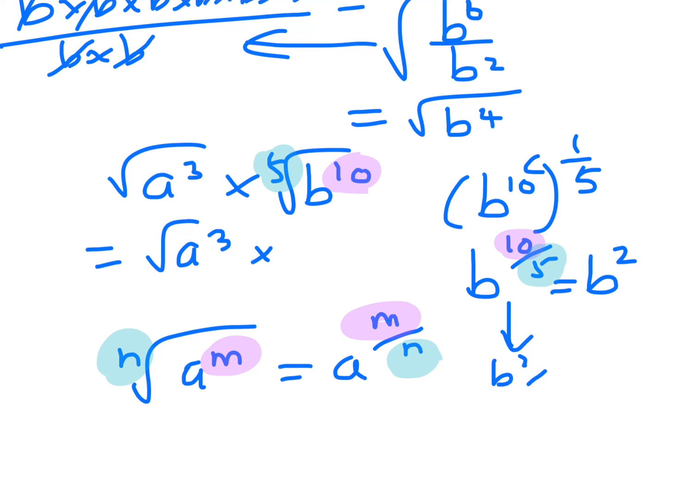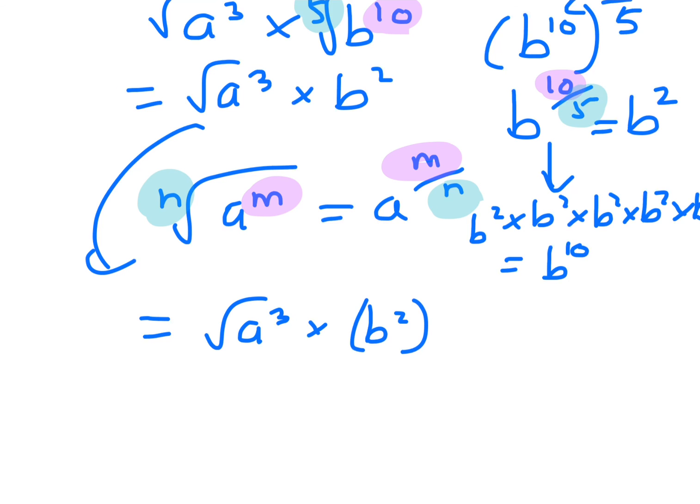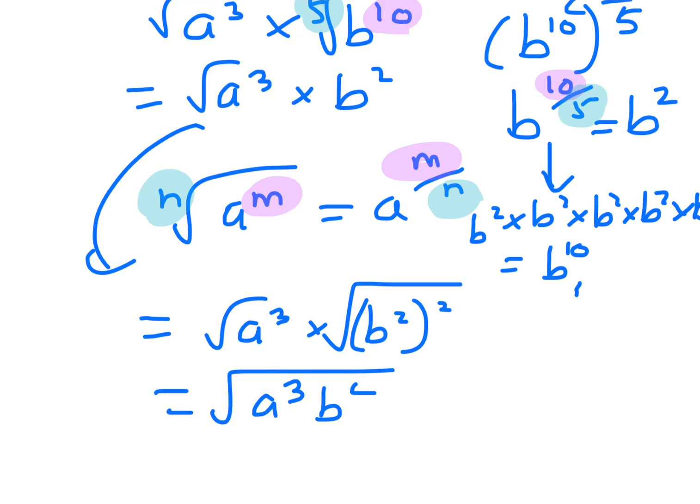And if you think about it, b squared times b squared times b squared times b squared times another b squared would be b to the power of 10. So that's correct. So that's just going to be b squared. So if we now take that, we have a cubed times b squared, square it with a square root.